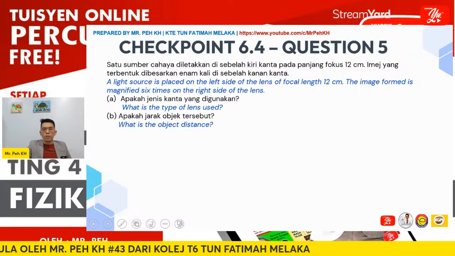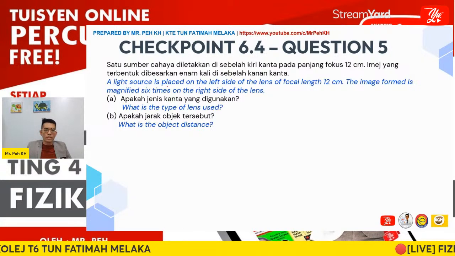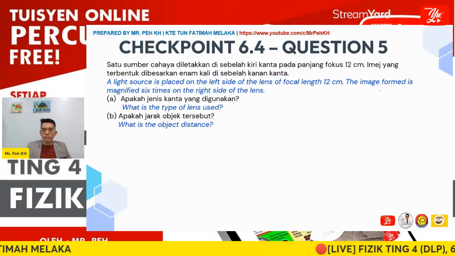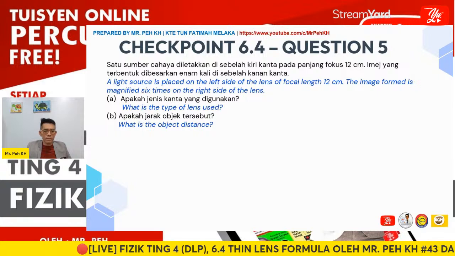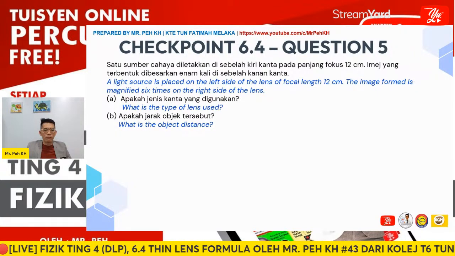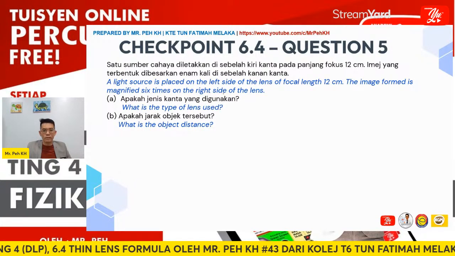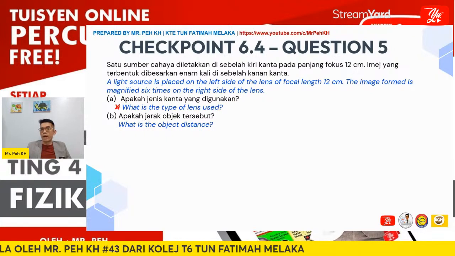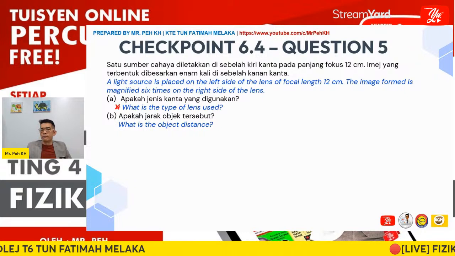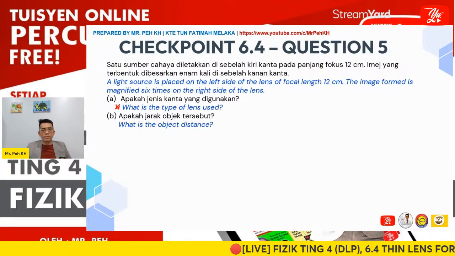Okay, so here we go to our last question, question number 5. Okay, so a light source is placed on the left side of the lens with focal length 12. The image form is 6 times bigger or magnified 6 times on the right side of the lens. So what is the type of the image? Okay, so as we learned already, so this is a magnification. And the image is formed at the right side.